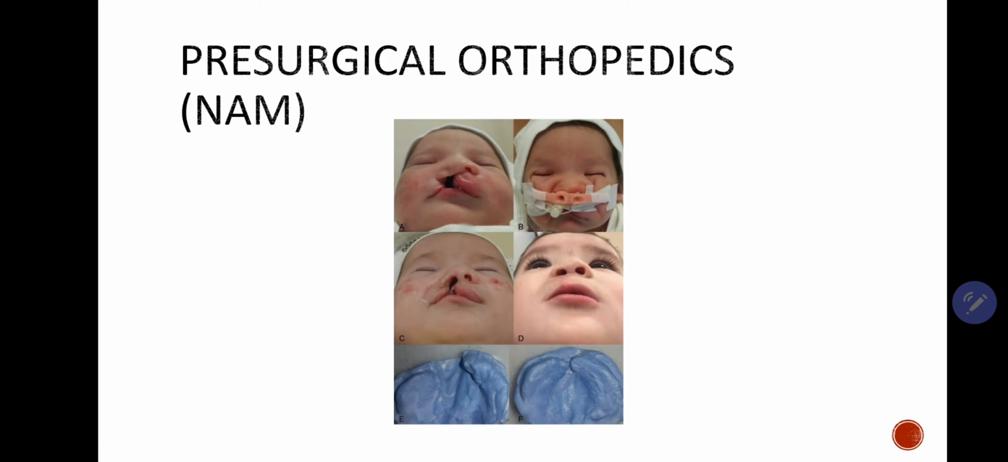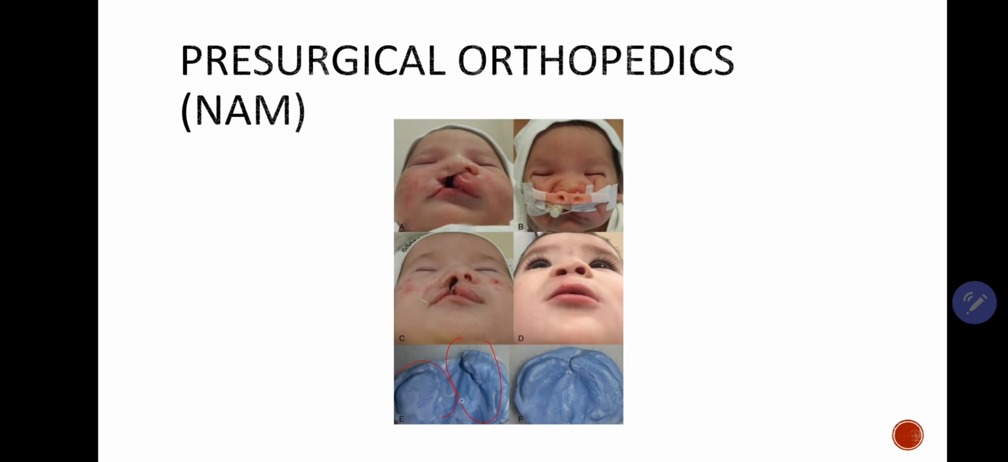The greater structure and the smaller structure are nothing but the alveolar ridge which is present on either side of the cleft. The large part of the alveolar ridge is known as the greater segment, and the small part of the alveolar ridge on the other side is known as the smaller segment. In the lower picture, you can see there are two halves over here. This bigger half is the greater segment and the smaller half is the smaller segment.